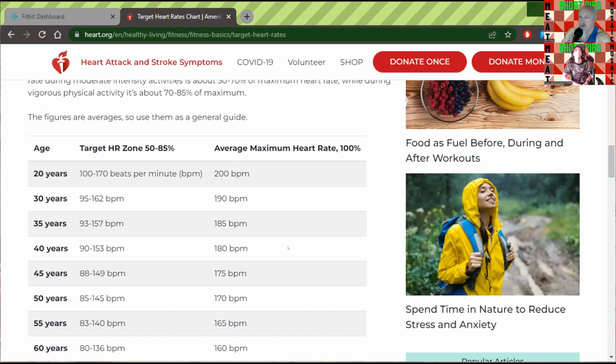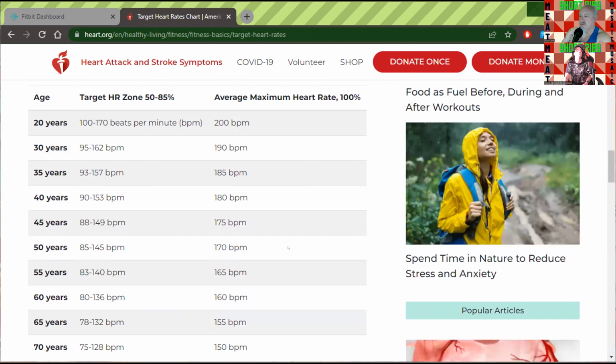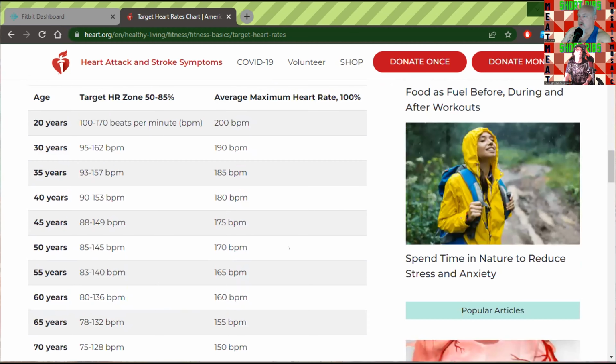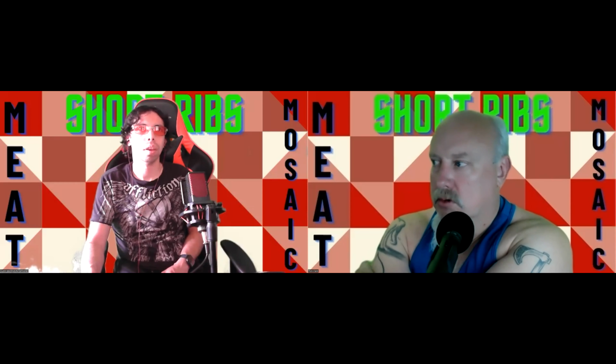And of course, on the screen here, it tells you 20 years, 30 years, 35, 40, get down to 50, and it says 170. So it's pretty close. Anyways, that gives you some idea. It's a nice chart to reference.